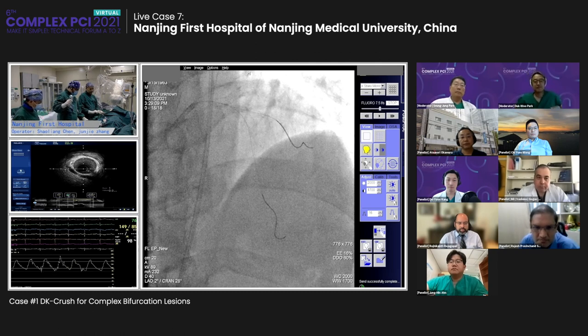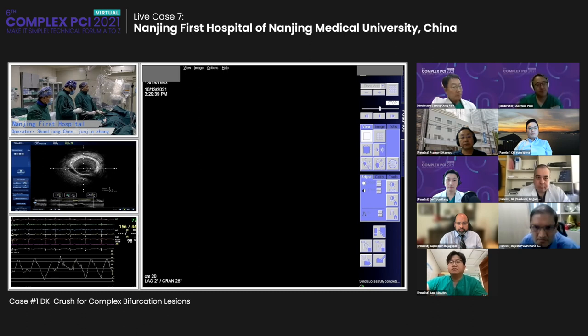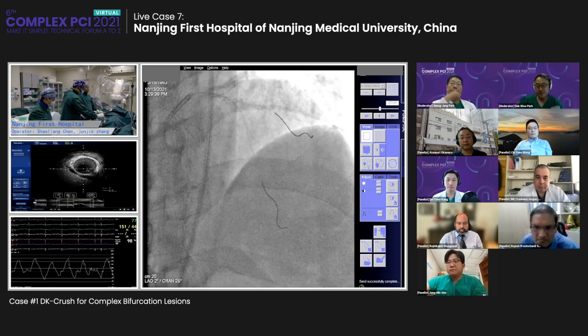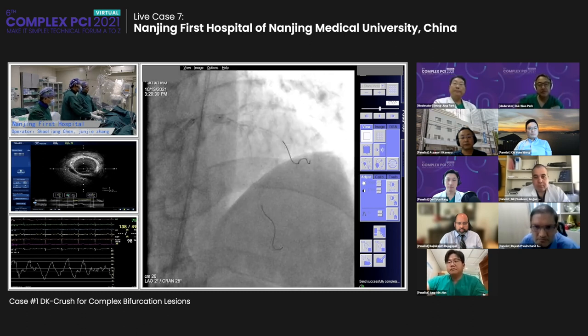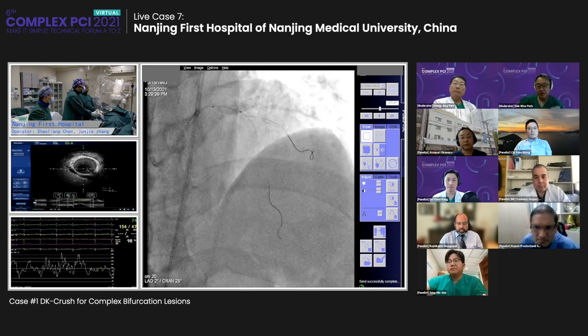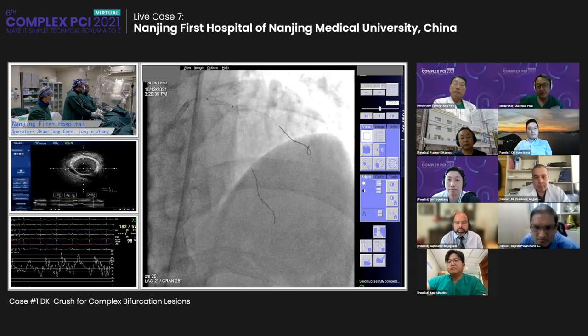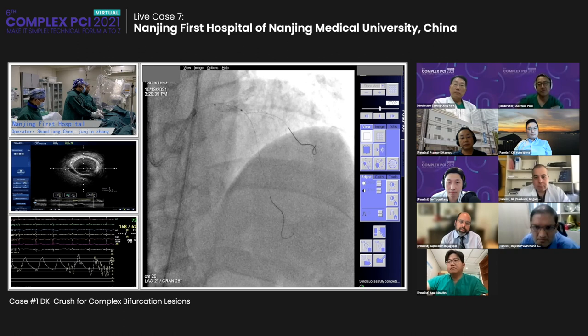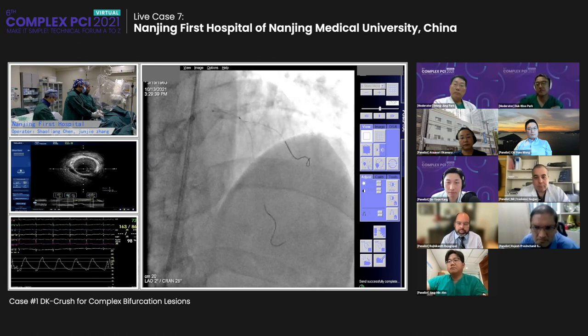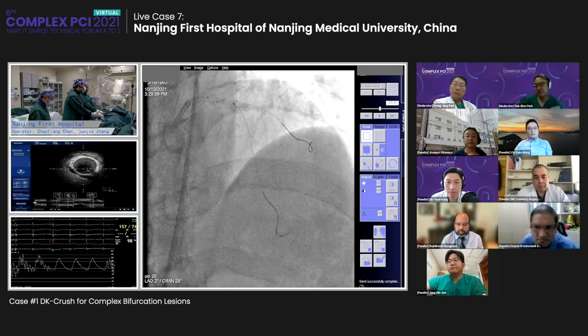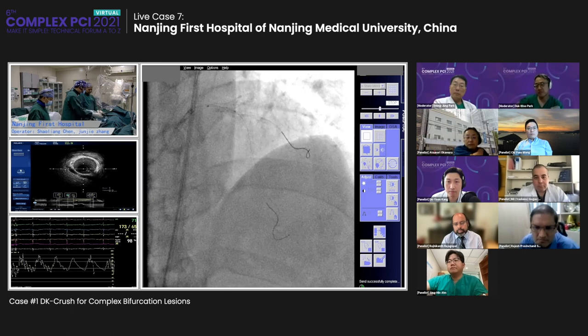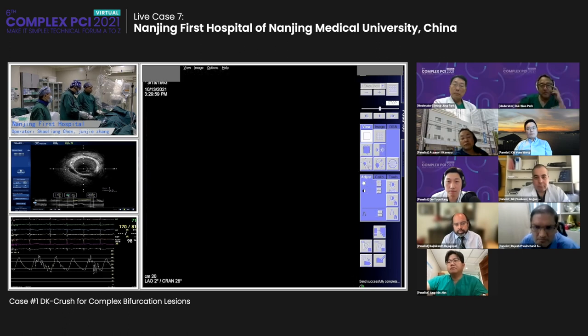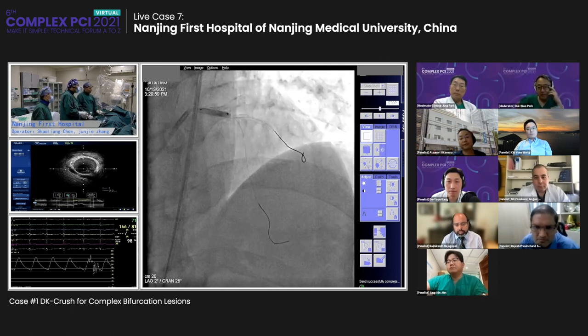Because, according to the IVUS, the proximal calcification does not look very severe. So this is why I only use the NC balloon. So this is a 3.5 NC balloon. Also, you can see because of the angulation and the calcified proximal vessel, it's not easy to go through. So I will inflate the balloon here. Down.